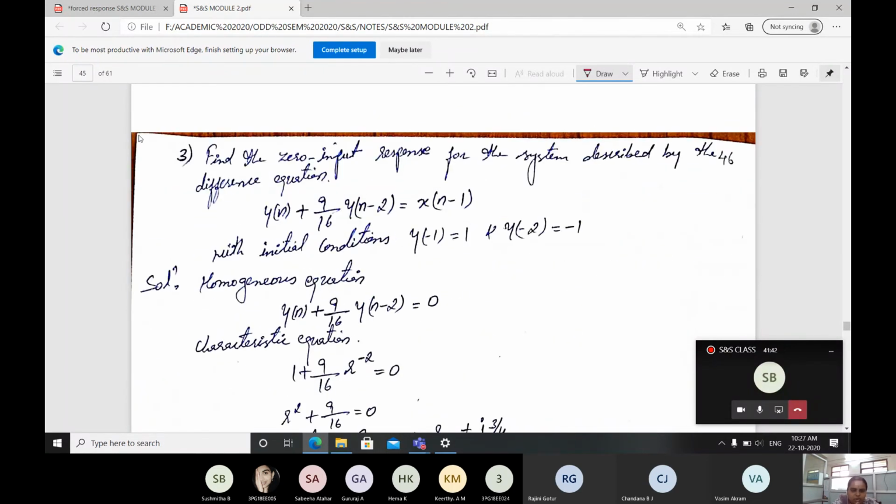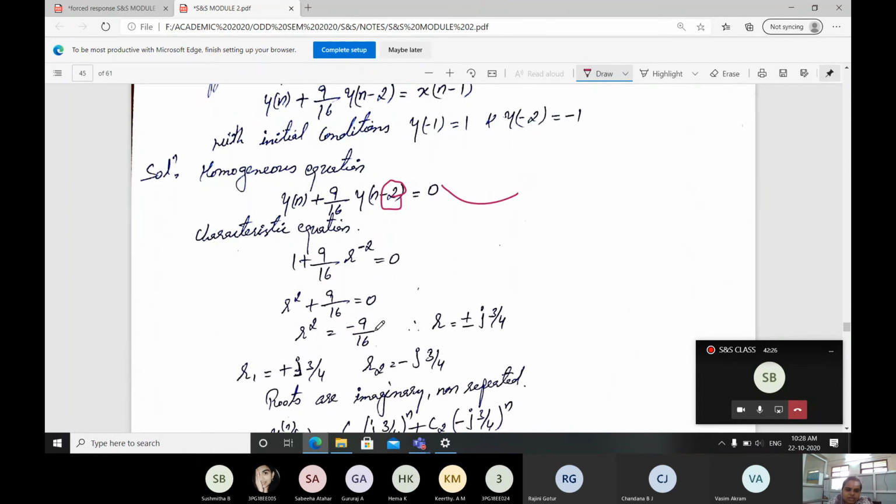Then the next problem. Find the zero input response of the system described by the difference equation y of n plus 9 by 16 y of n minus 2 equals x of n minus 1. The initial conditions are given as y of minus 1 is 1 and y of minus 2 is minus 1. First, you have to write the homogeneous equation, that is y of n plus 9 by 16 into y of n minus 2. Then the characteristic equation is 1 plus 9 divided by 16 r power minus 2, equal to 0.